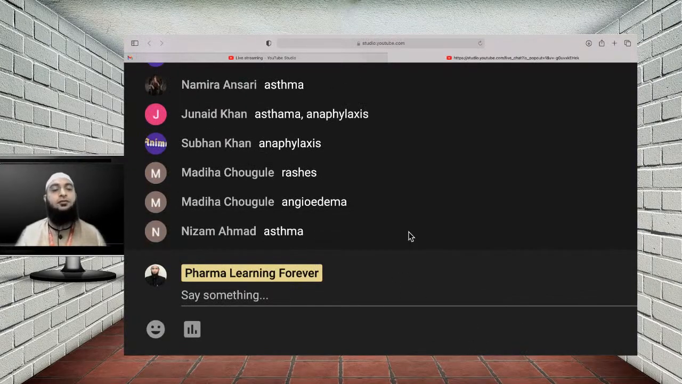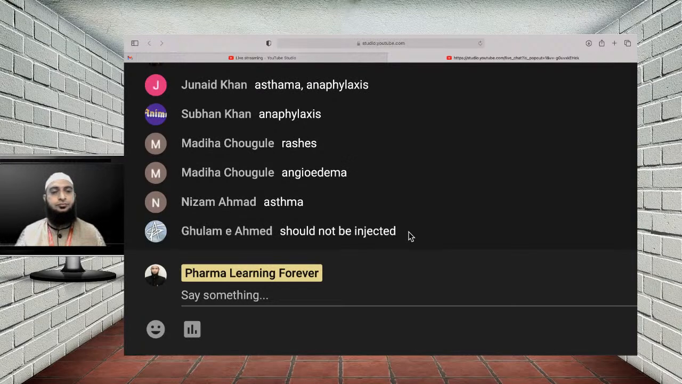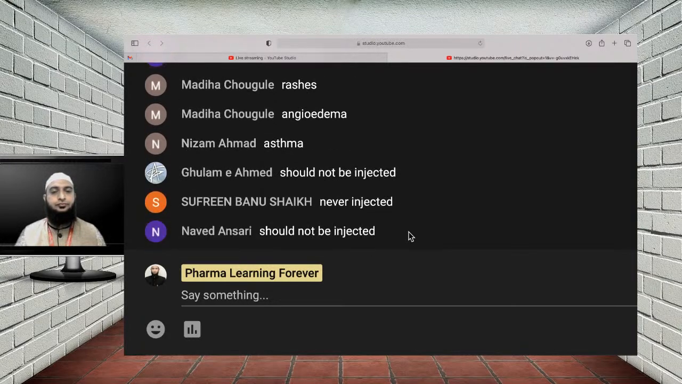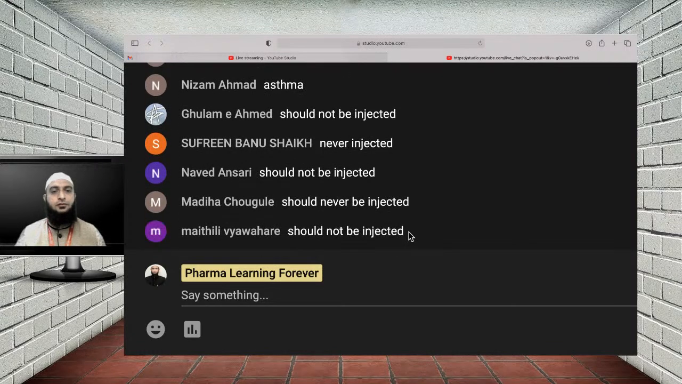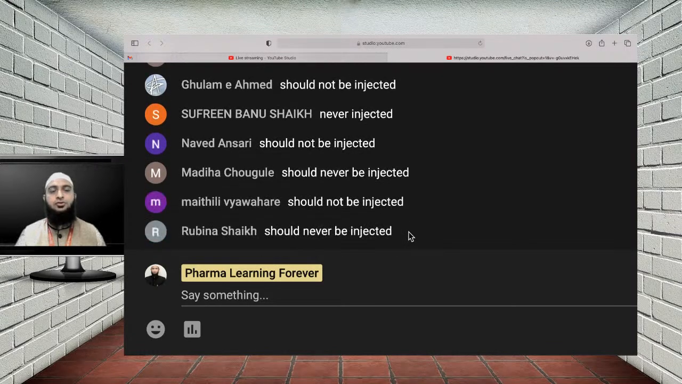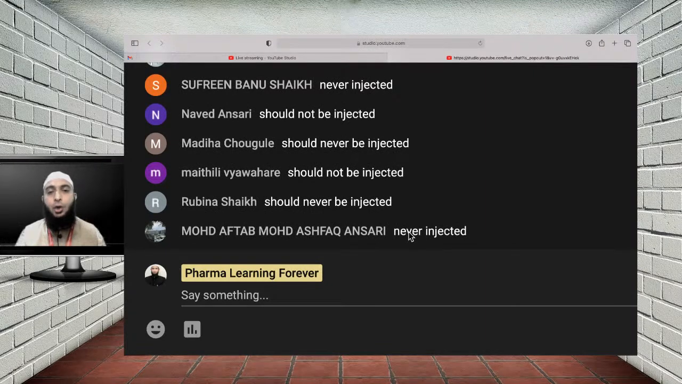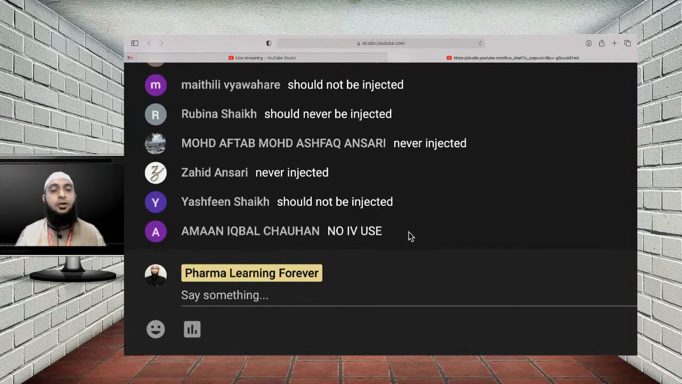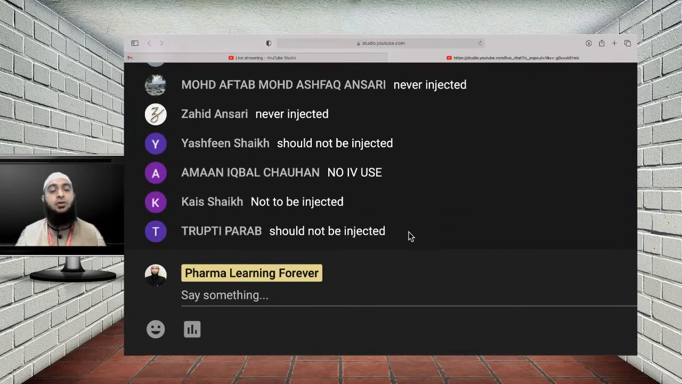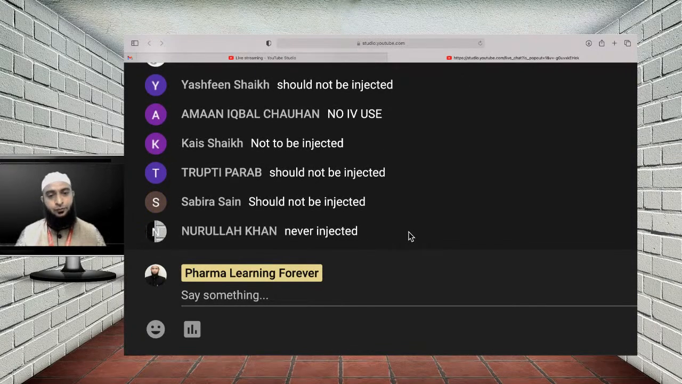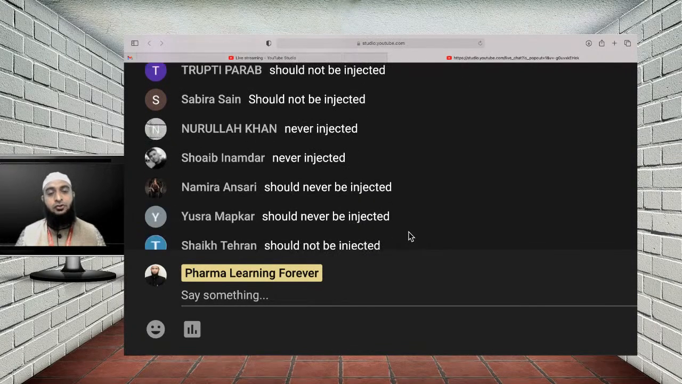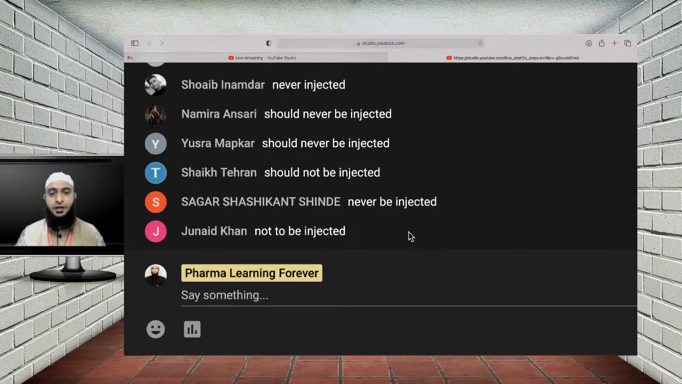Let's see who gives the first answer. The precautions to be exercised with cocaine as a local anesthetic. Very good. The first answer is given by Ghulam Ahmed: it should not be injected. Okay, that is one of the precautions. What happens if we give an injection of cocaine? That is the reason why we should not inject it.